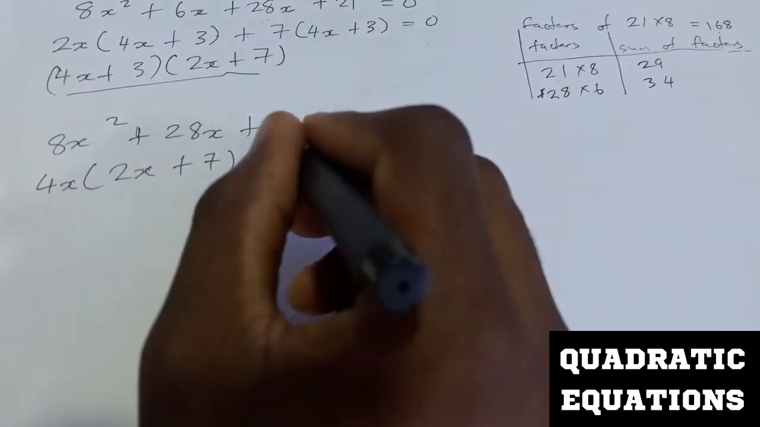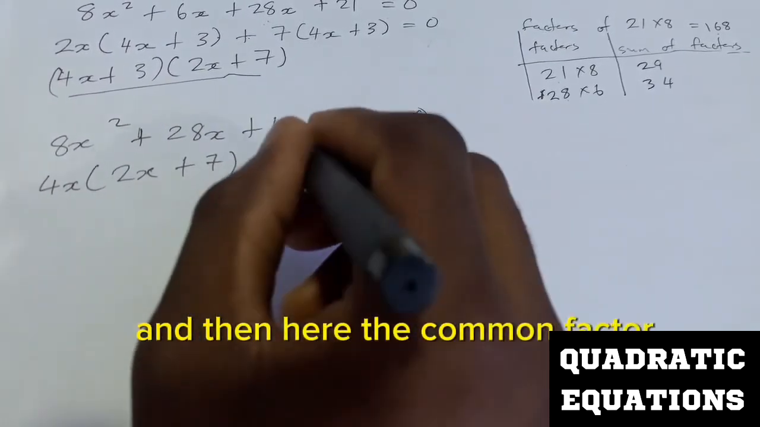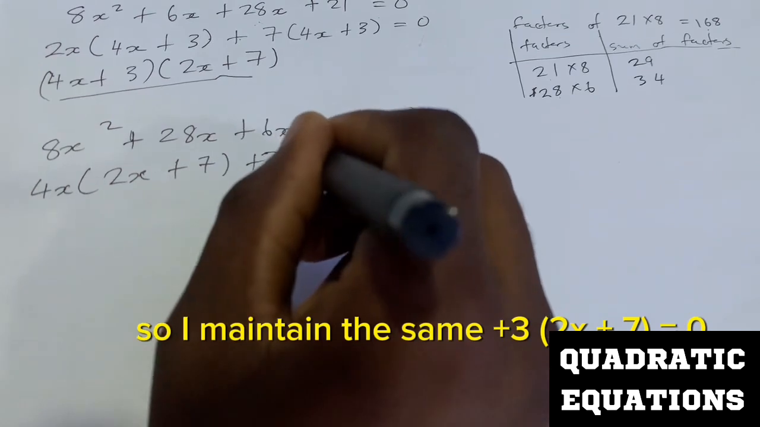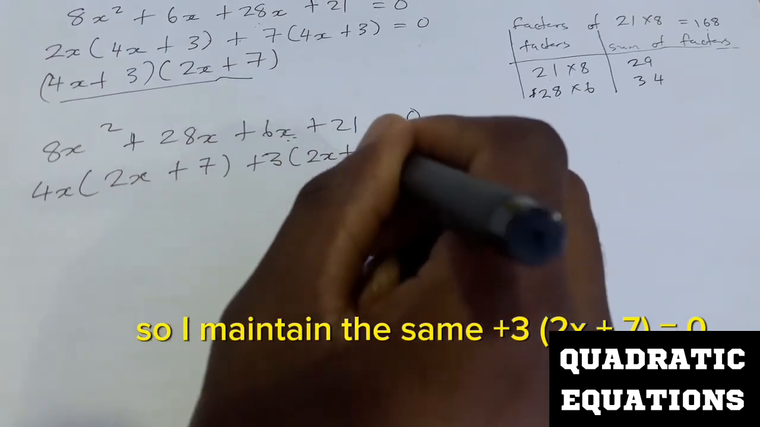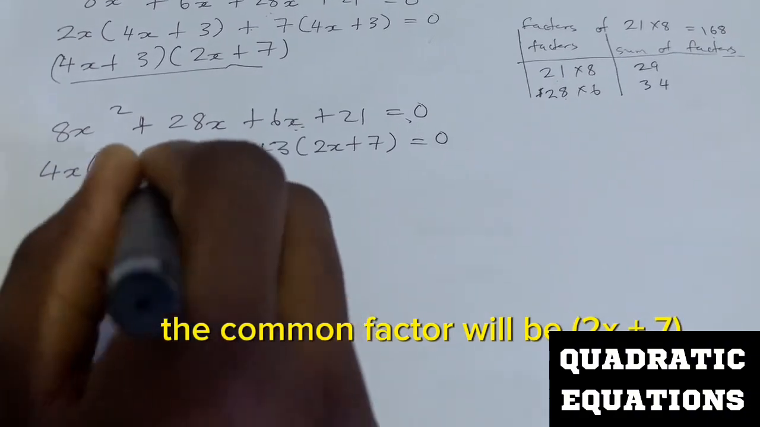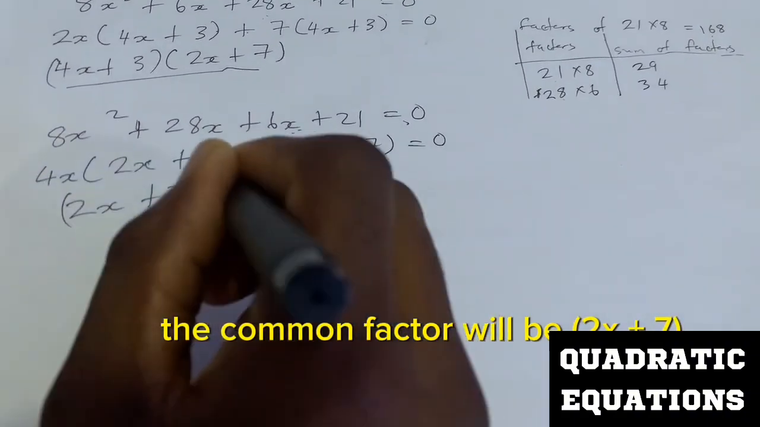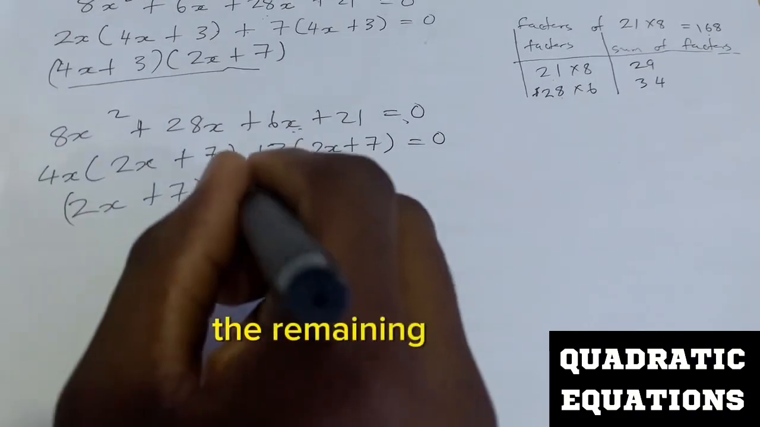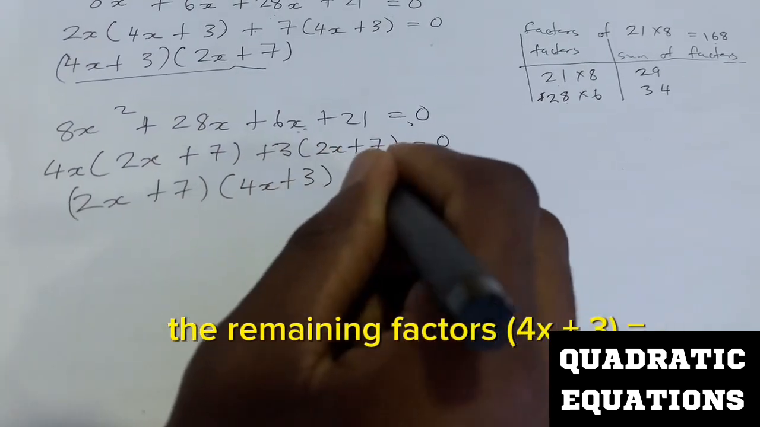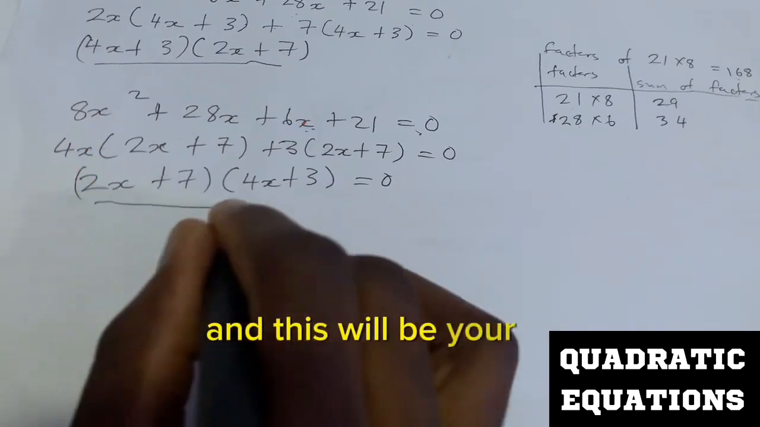And then here the common factor is 3. So I maintain the sign plus 3 bracket 2x plus again 7 equals to 0. The common factor will be 2x plus 7 bracket the remaining factors. I get the remaining factors, 4x plus 3 equals to 0. And this will be your answer.